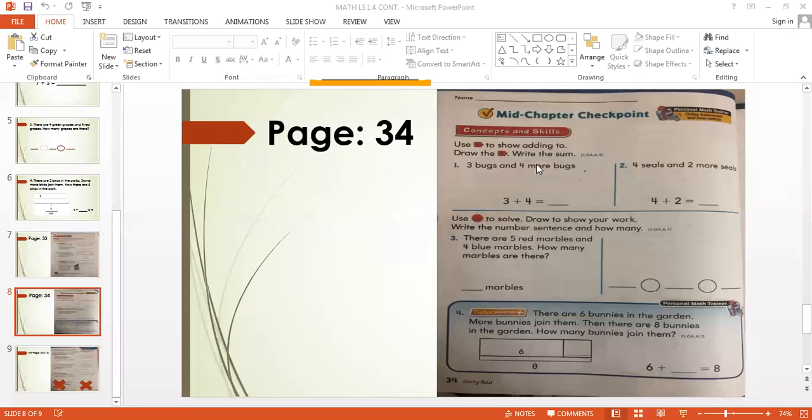3 bugs and 4 more bugs. You have 3 bugs and 4 more bugs. So what do you do? Draw the circles. 3, 1, 2, 3, plus how many more here? 1, 2, 3, 4. Let's do the counting. 1, 2, 3, 4, 5, 6, 7. So what is 3 plus 4 equal to? The answer is 7.